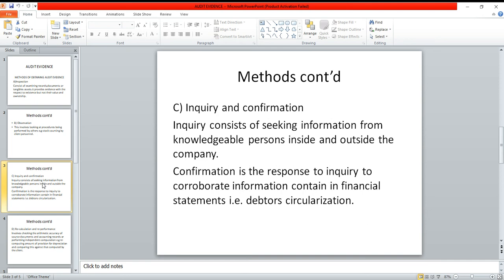So that confirmation is also one of the methods that the auditor uses to get audit evidence to support or to corroborate information contained in the financial statements.